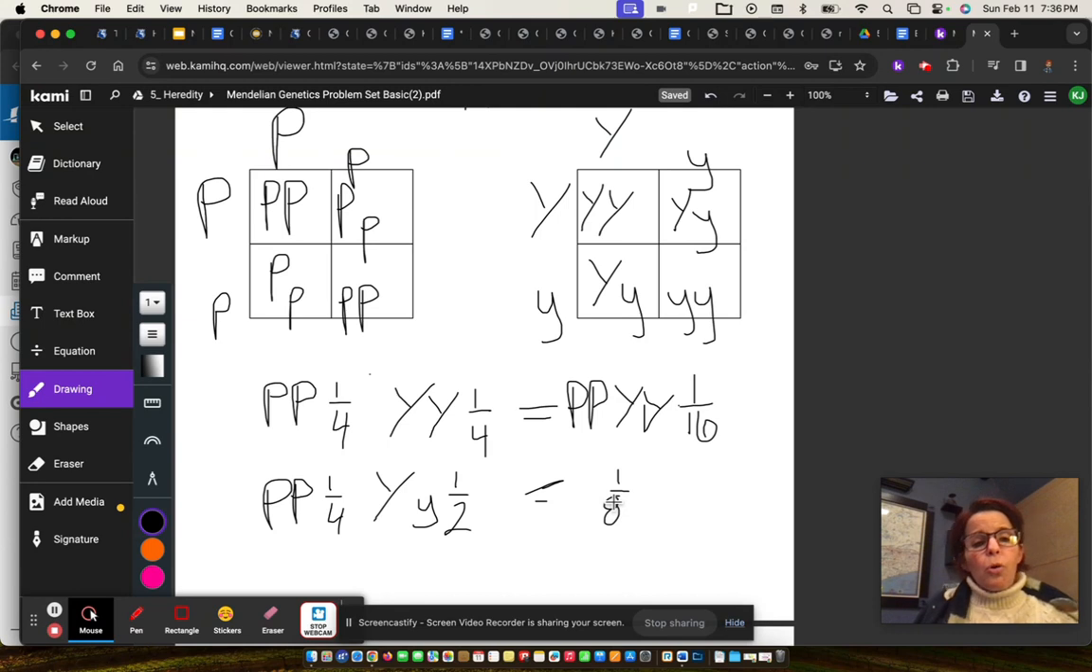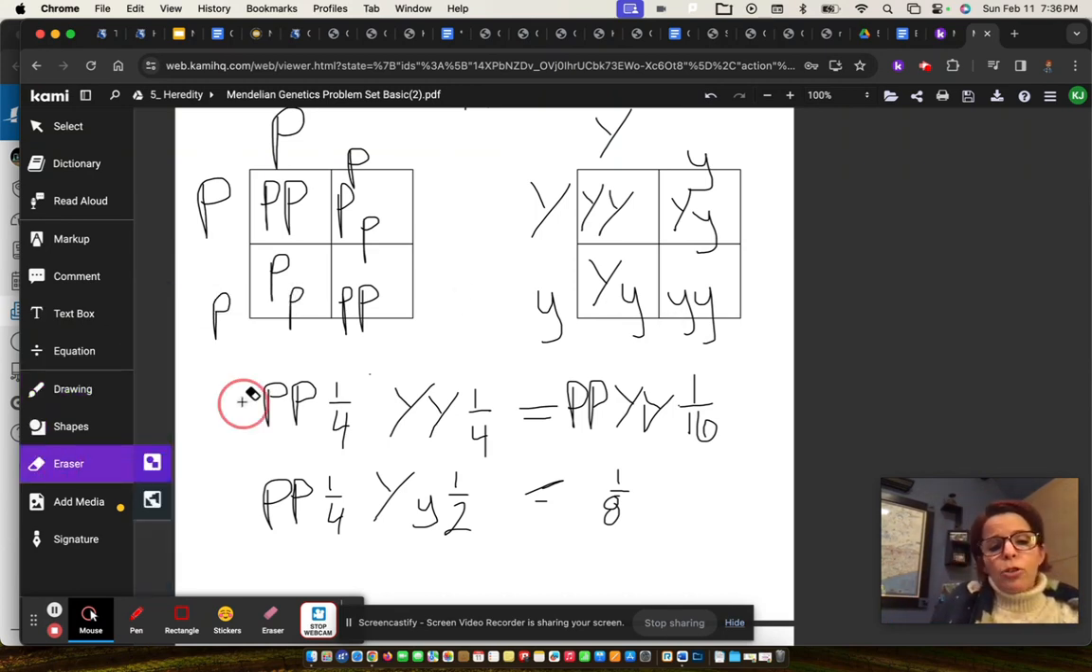Okay, so we could do every single possible combination. So listen carefully. I could do, what are the odds of big P, little p with big Y? What are the odds of big P, little p with big Y, little y? What are the odds of big P, little p with little y? So those are all the possible genotypes.